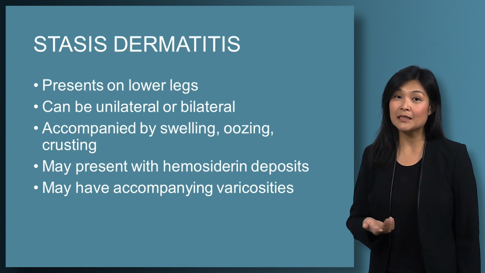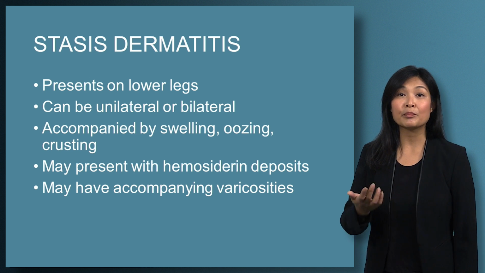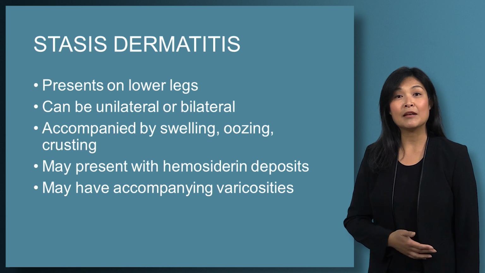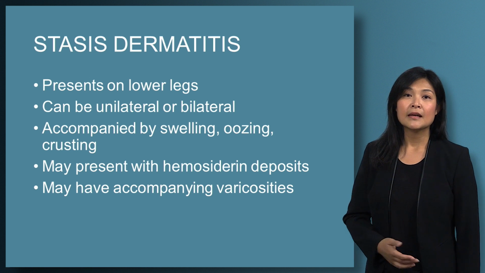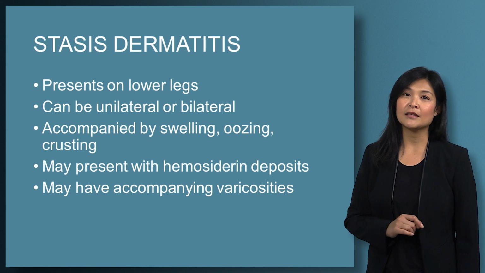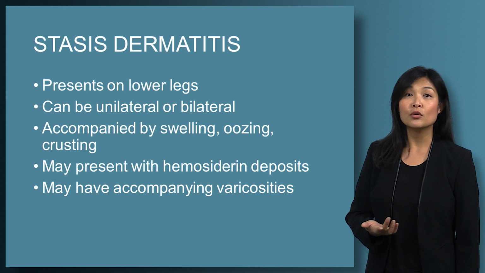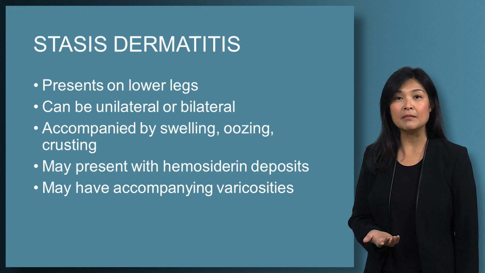Because stasis dermatitis is caused by swelling, it presents on the lower legs. It can be unilateral if only one leg is involved, or it can be bilateral as well. The skin changes are often accompanied by swelling, oozing, and crusting, and may often be mistaken for an infection.